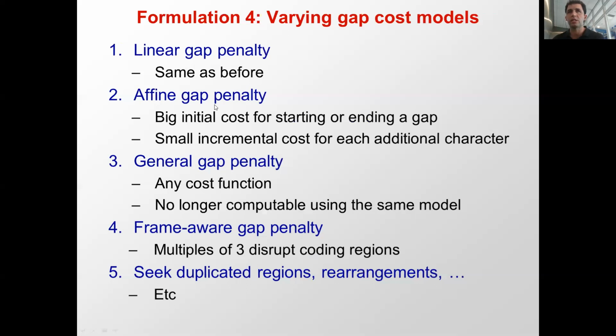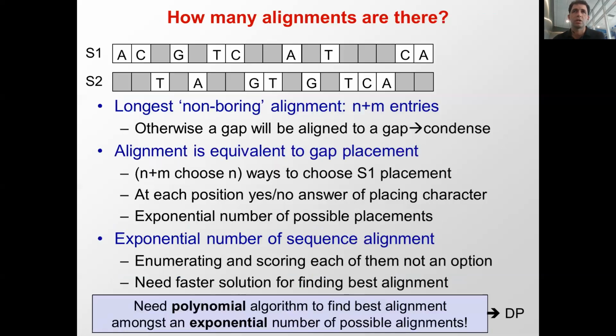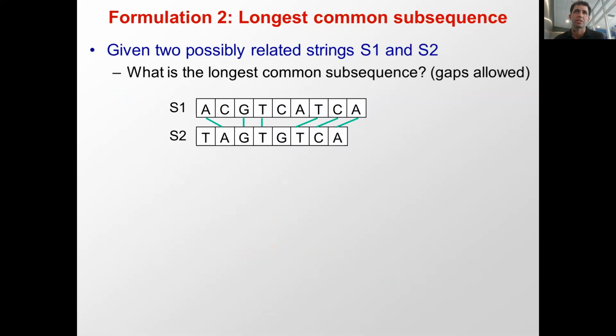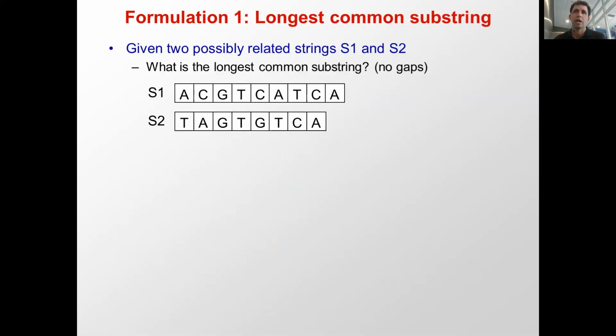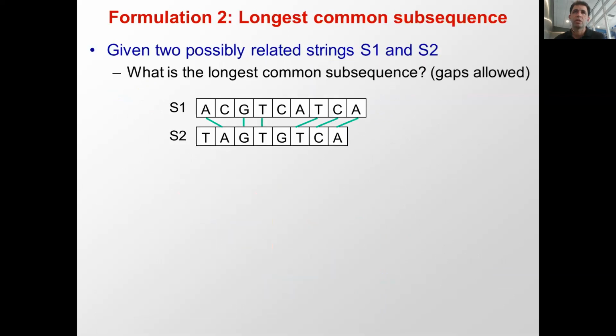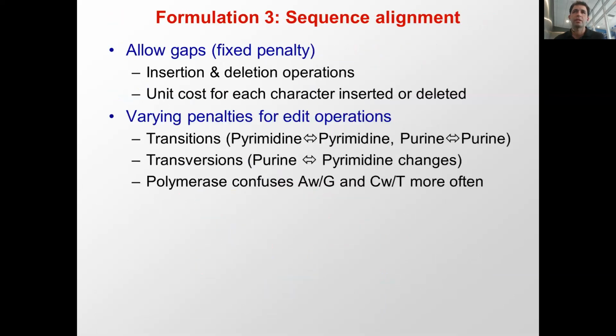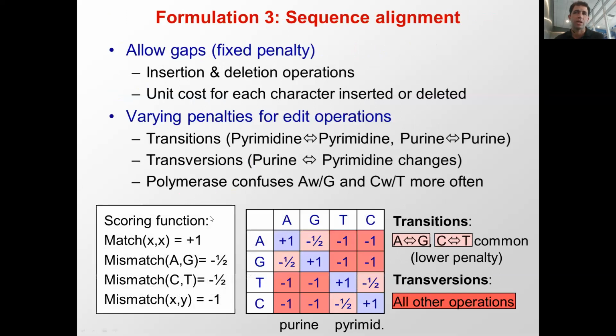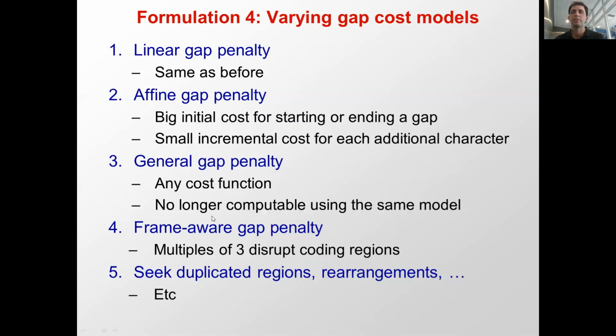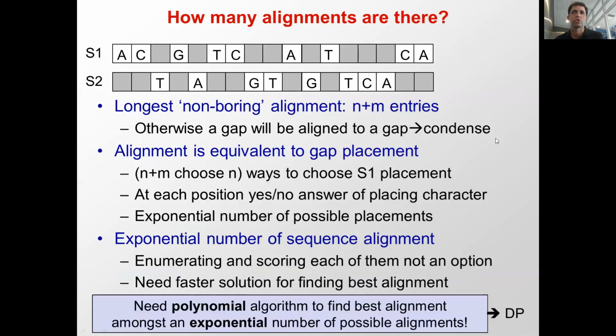So what you can see here is this increasing complexity of the formulations, basically starting from simply no gaps, finding the longest common substring, then allowing gaps, then allowing varying costs for different matches or mismatches based on purine, pyrimidine transitions and transversions, and then including varying costs for the gaps. So the model we're going to look at today is affine gap penalty and how we can achieve that quite efficiently. So another thing to realize is, can we actually do that in a brute force fashion?